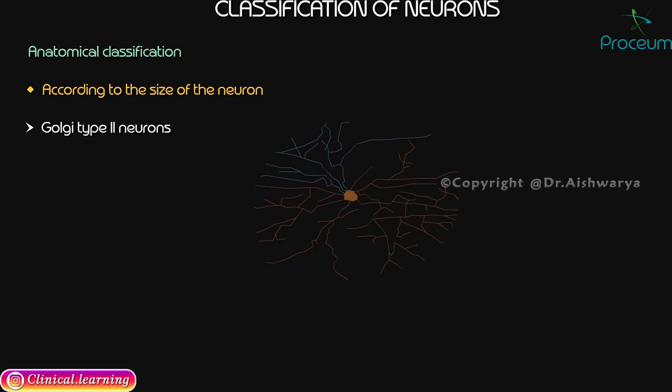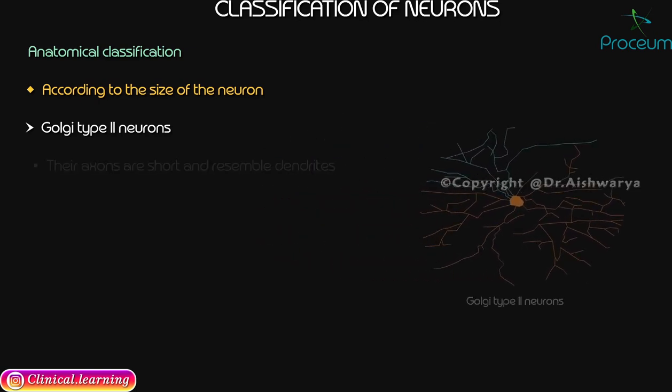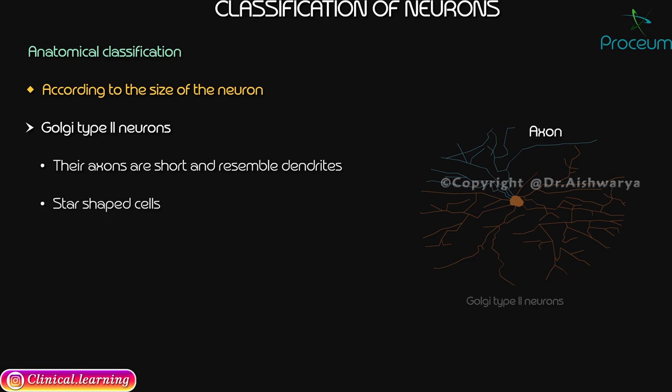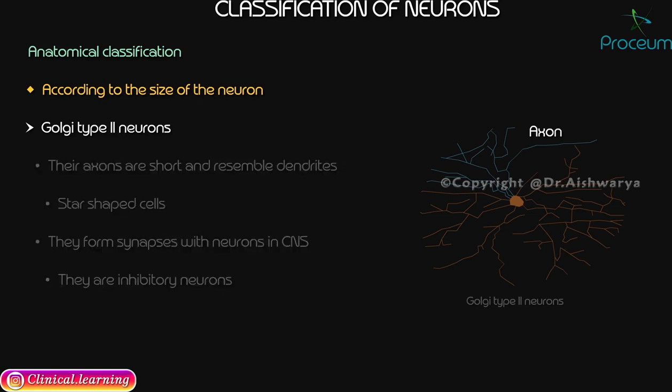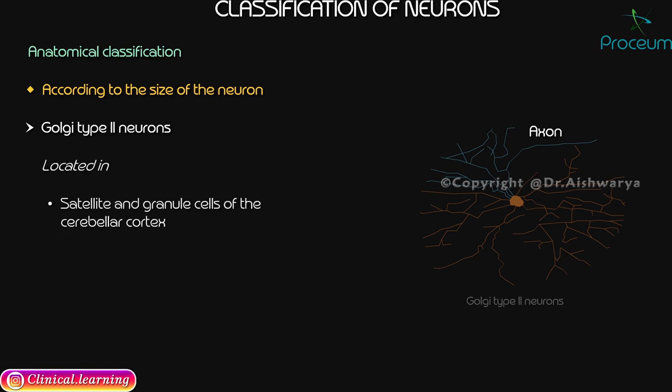Golgi type 2 neurons. In this type of neuron, the axons are short and resemble the appearance of star-shaped cells. They form synapses with the other neurons in the surrounding CNS, and they are generally inhibitory neurons, mainly found in the satellite as well as granule cells of the cerebellar cortex.